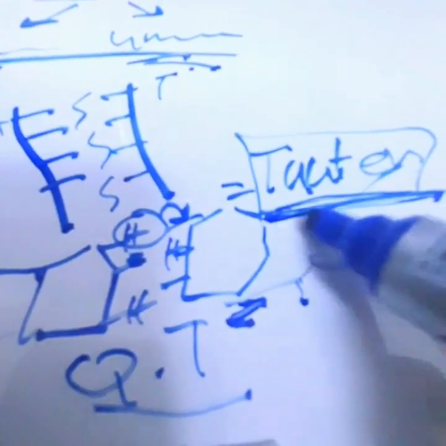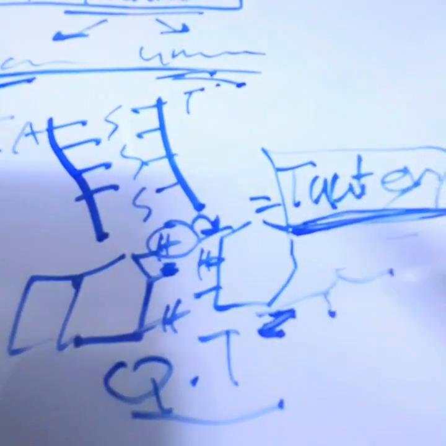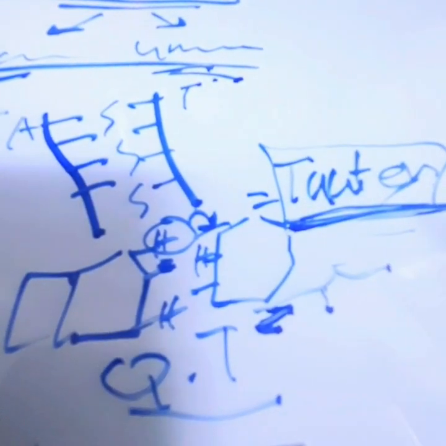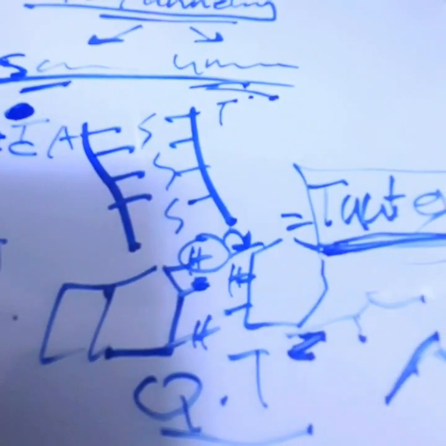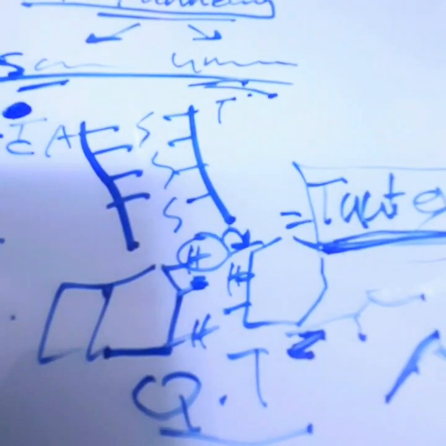This tautomeric shifting will lead us to spontaneous mutations in the DNA. But why does this spontaneous mutation occur more in some individuals and less in others? We will find out in the next video.